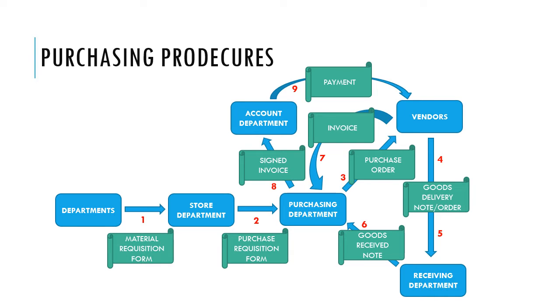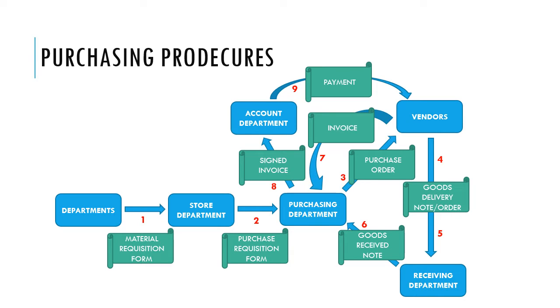The flow of purchasing procedure begins by departments requiring the materials that they needed to conduct the activities. For example, let's say this is the production department requiring material A to commence with their productions. To replenish the material A, the production department manager will have to fill in material requisition form to be sent to store department so that they can get the material A that they needed.